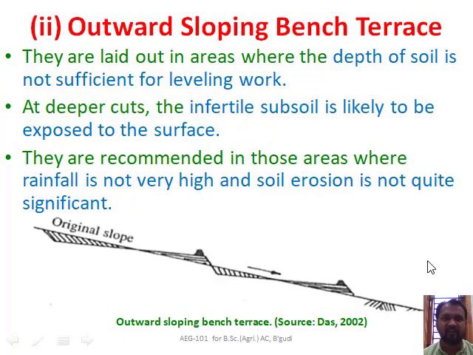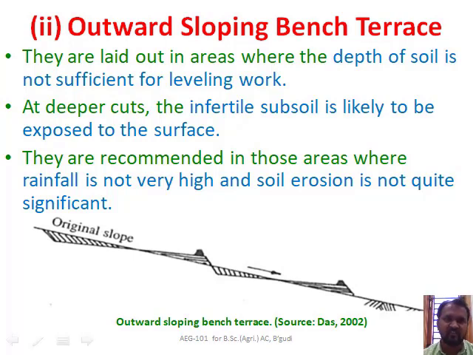Then we have the next type of bench terrace, the outward sloping bench terrace. This type is usually laid out in areas where the depth of soil is not sufficient for the leveling work. Also, at deeper cuts, the infertile subsoil is likely to be exposed at the surface. These bench terraces are recommended in areas where rainfall is not very high and soil erosion is not quite significant.